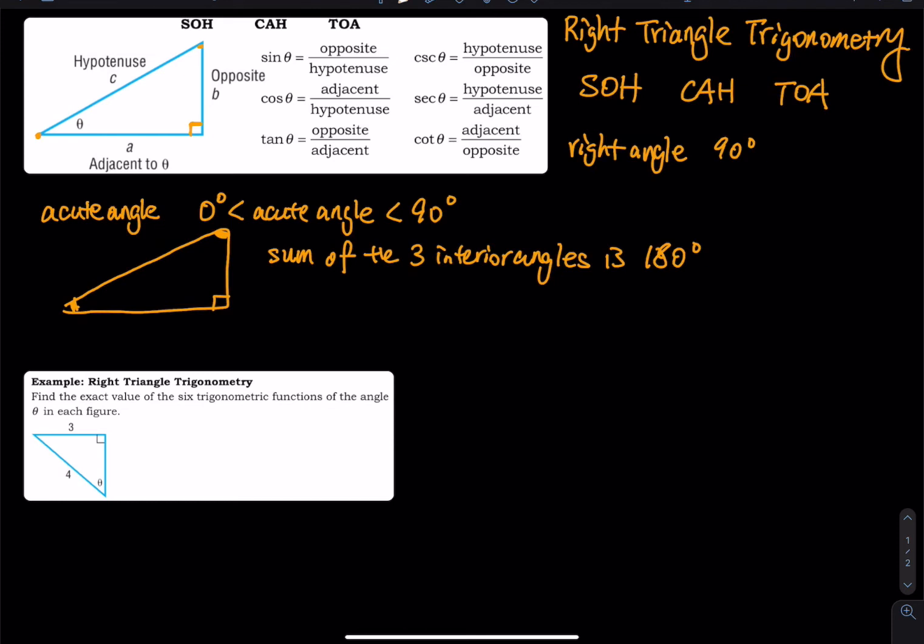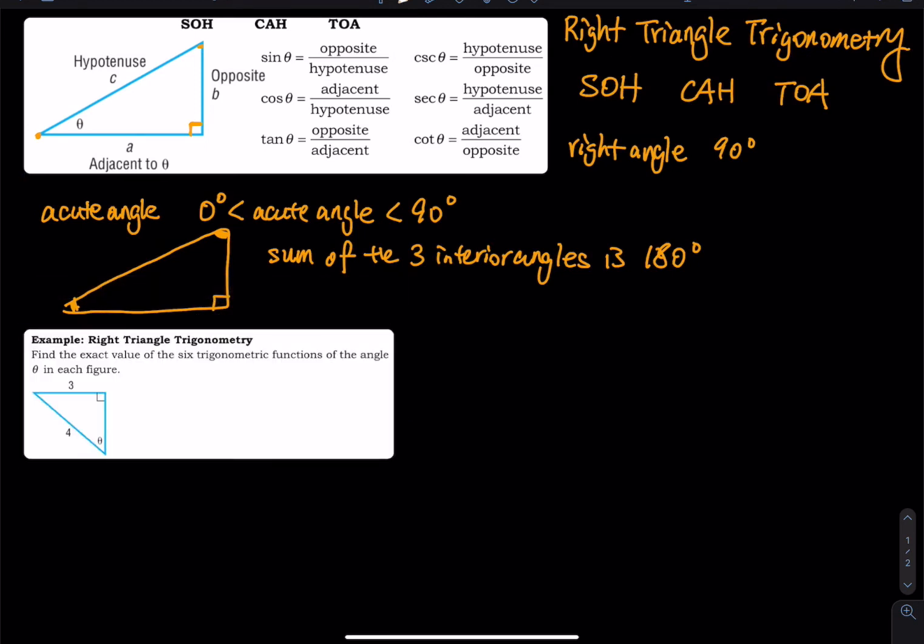So let's do 2 simple examples for right triangle trigonometry. So I have a right triangle right here. What I want you to do is find the exact value of the 6 trig functions, the sine, cosine, tangent, cosecant, secant, and cotangent, using this right triangle. So compare the 2 triangles you see on the screen. This one is in a different position, right? So if you want, you can quickly put that back to the one you see in the formula. So just like that.